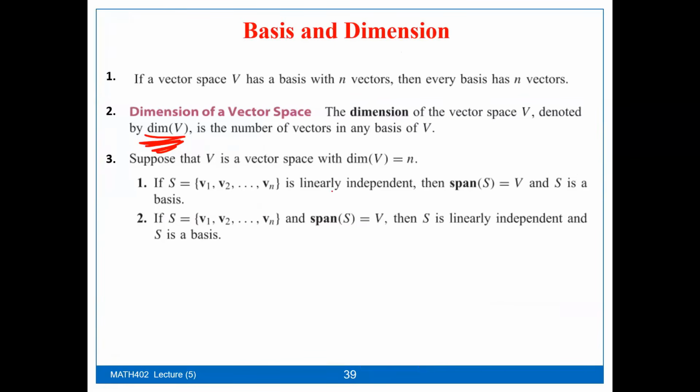So a set of linearly independent vectors spanning the whole space is a base. If a set is spanning the whole space and the number of elements of S is the dimension of V, then if you have linearly independent, it gives you a spanning set.